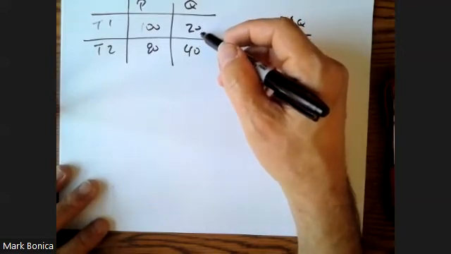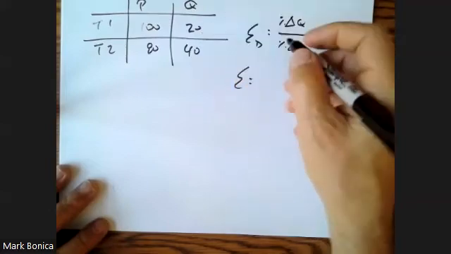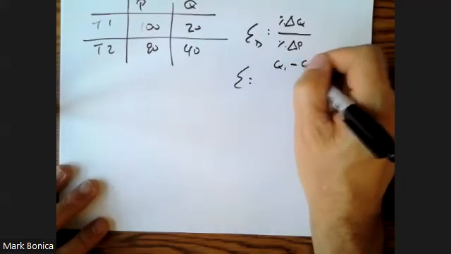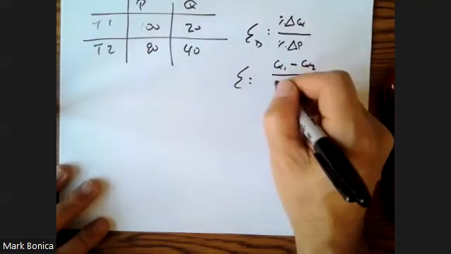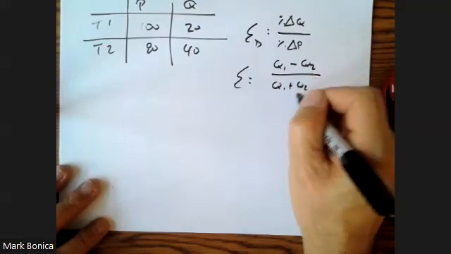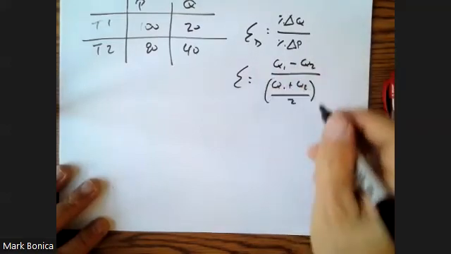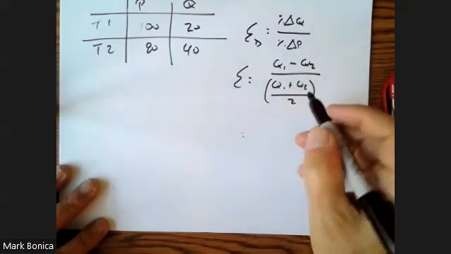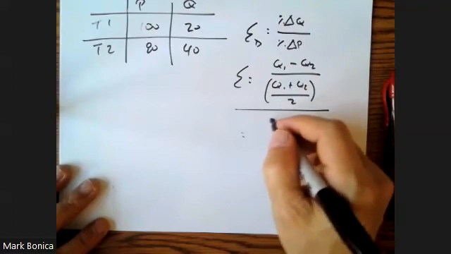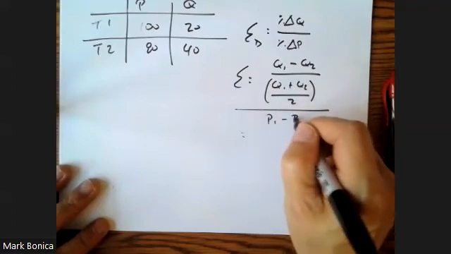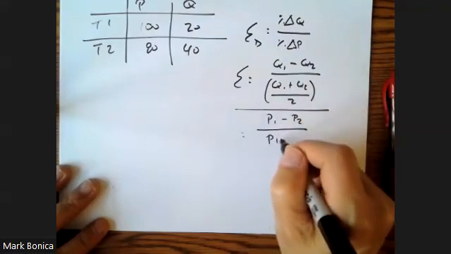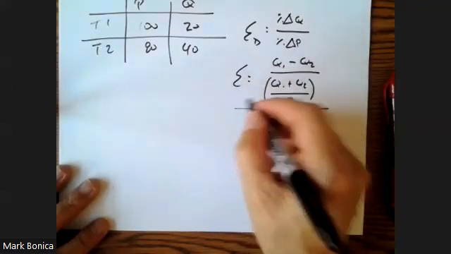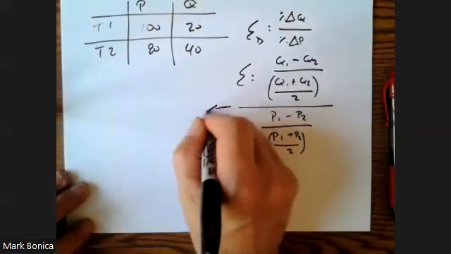It's going to be Q1 minus Q2 divided by Q1 plus Q2 divided by 2. So we're taking the change divided by the average. And then same over P1 minus P2 divided by P1 plus P2 divided by 2. So that's the whole equation. So let me go over here.